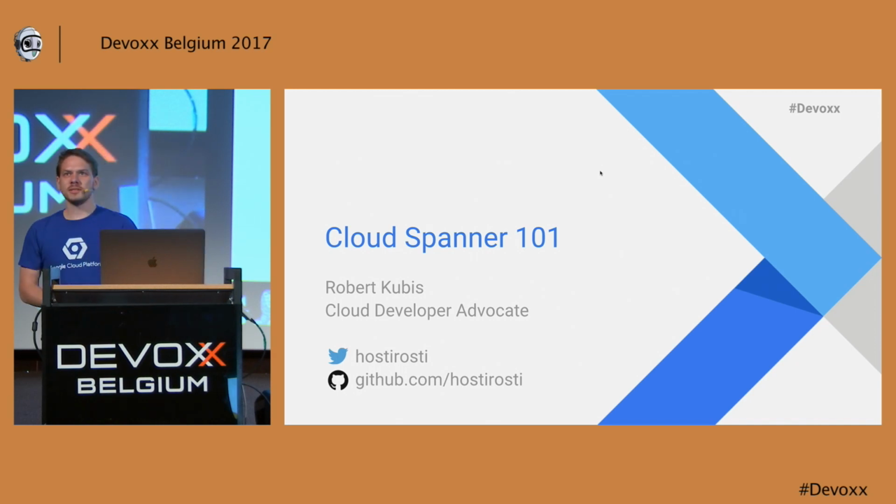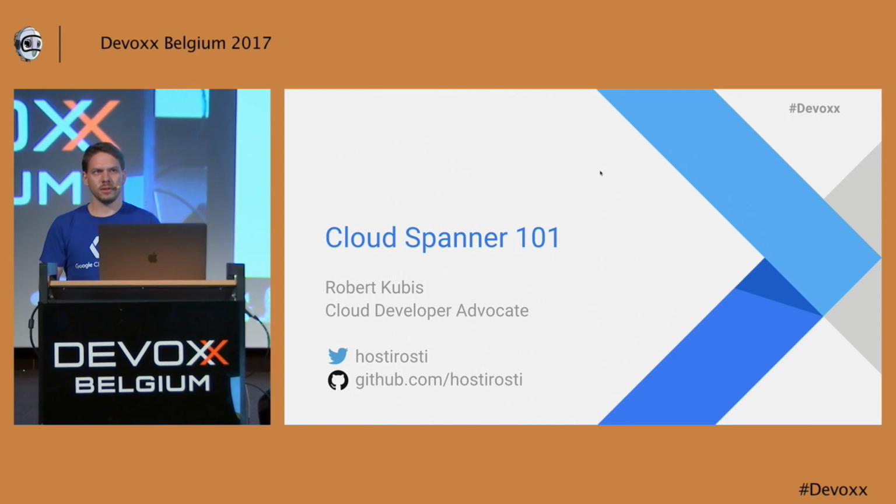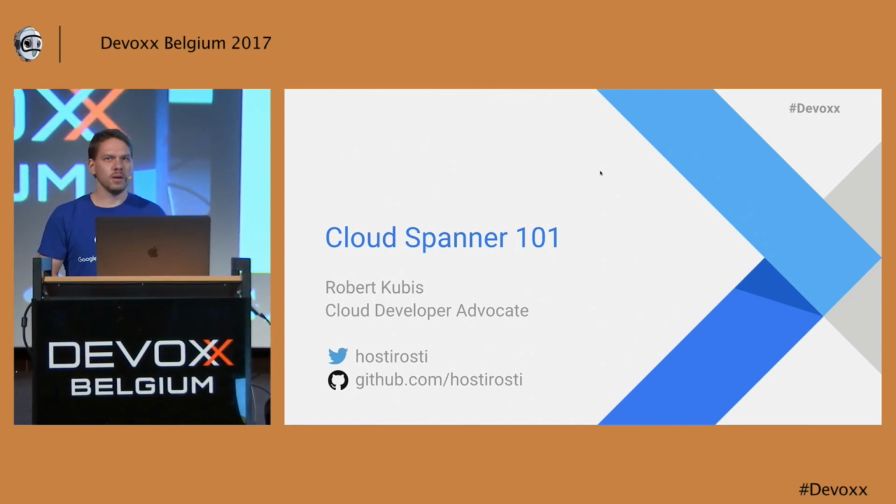My name is Robert Kubis. I'm a developer advocate for the Google Cloud Platform. Probably most of you by now know what the Google Developer Advocates do, but just for the ones that don't know yet, we understand our job as a bidirectional interface between you who build on our platform and the developers inside of Google that built the platform.